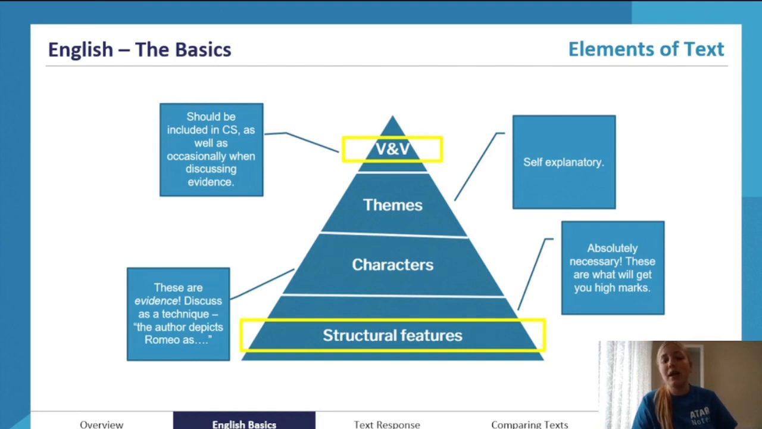Now, characters also act as your evidence, and you will be quoting and analyzing them. And discuss this as a technique. Remember that characters are not people, they are constructs of the author. So we need to use appropriate language. Not 'Romeo is some kind of adjective to describe him, because,' and then your analysis, but 'the author depicts Romeo as something in order to create some sort of effect.' So make sure you're using appropriate language.